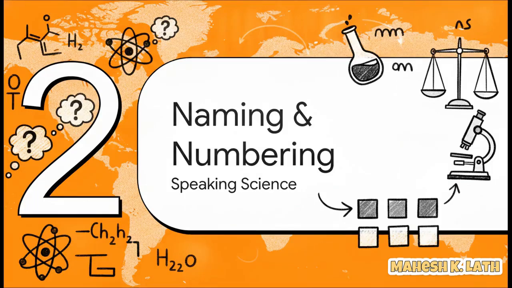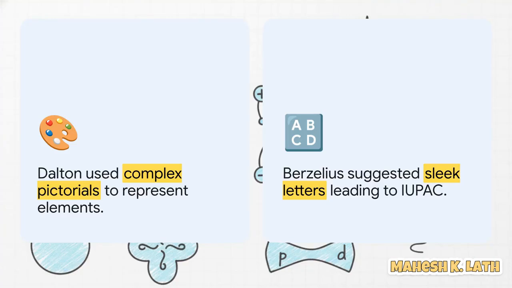Moving on to section 2, naming and numbering elements. Now that we've got our physical building blocks sorted out, scientists around the globe desperately needed a unified way to actually talk about them without getting confused. Just look at the sheer contrast between these 2 historical approaches.